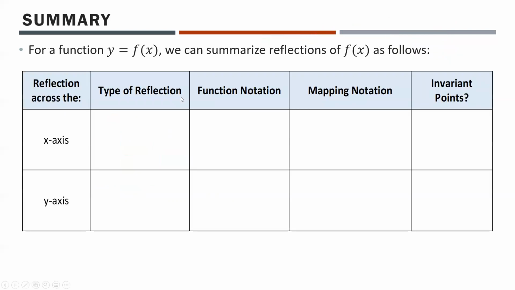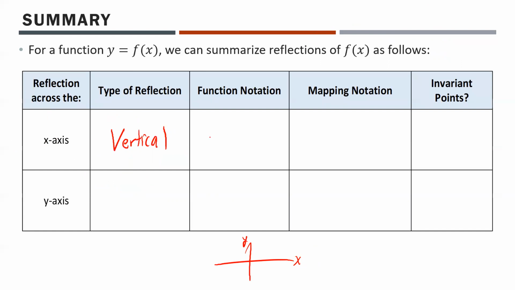Whew. All right. So final slide. So just to summarize all the million things that we've done today, let's summarize this up in this nice chart. So we're going to focus on this first row first. If we have a reflection across the x-axis, so again, this is our x-axis, this is our y-axis. If we're reflecting across our x-axis, the type of reflection that is, that's a vertical reflection.